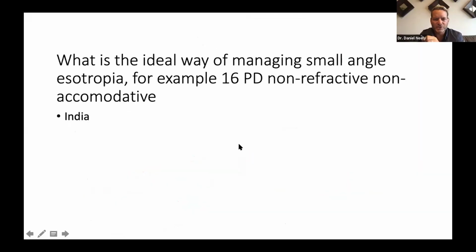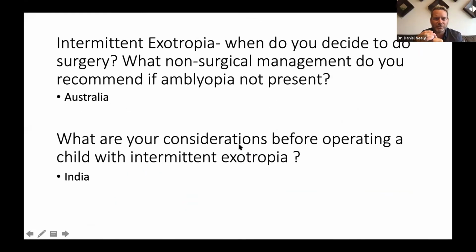There was a question about over minus for intermittent exotropia. Let's do that one. Let me find that in our list here. So over minusing for exotropia. Here we go. It's the next question anyway, so that's perfect. So the question was, what about over minusing for exotropia? These other questions are related.